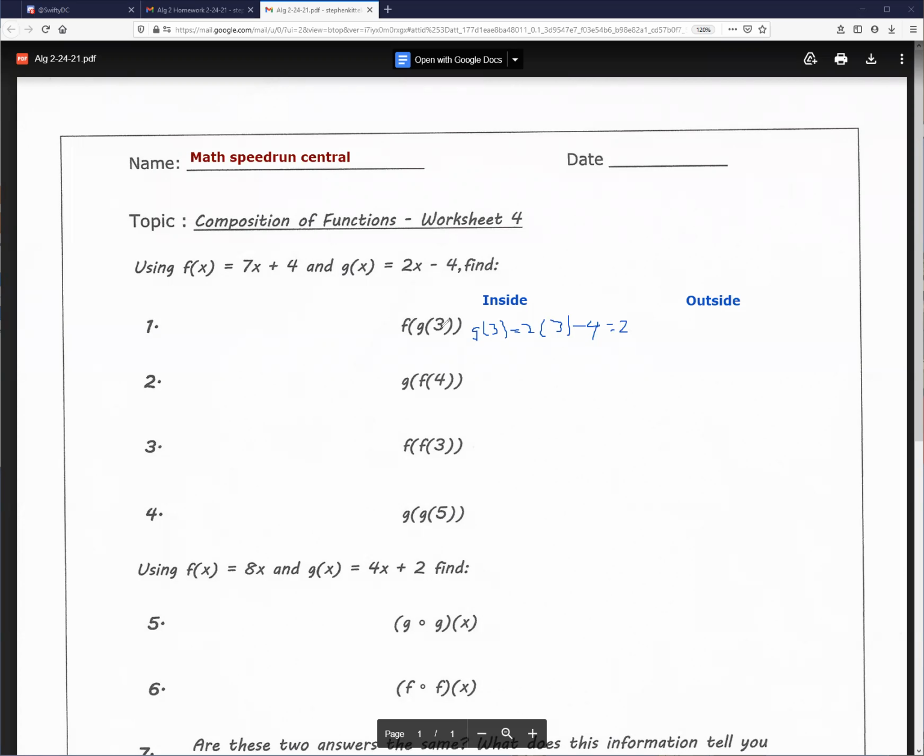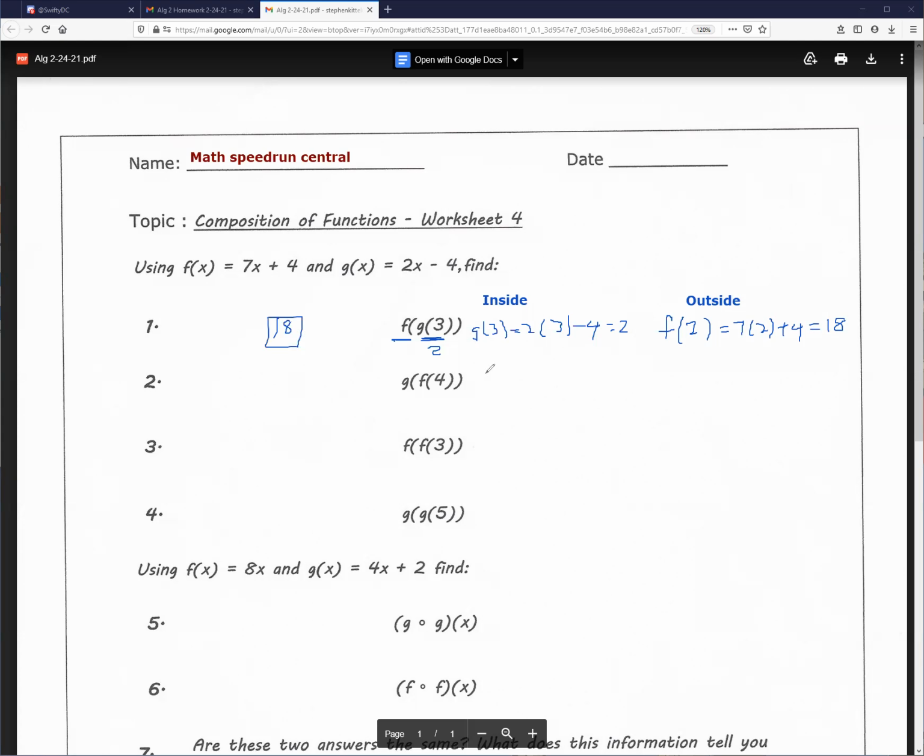And then we'll go to our outside function, which is the f here, f of the result of our inside. This was a 2, remember? So f of 2 is 7 times 2 plus 4. 14 plus 4 is 18. So I see this as being an 18 right here.